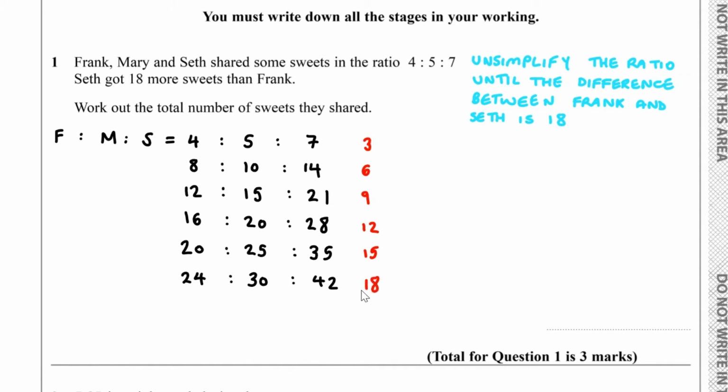So you can see here, Frank got 24 sweets, Mary got 30 sweets, Seth got 42 sweets, and therefore the total number of sweets they shared, we have 24 for Frank, 30 for Mary, and 42 for Seth. And it turns out here we get 96.